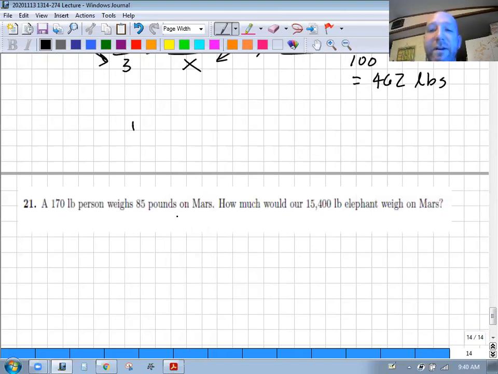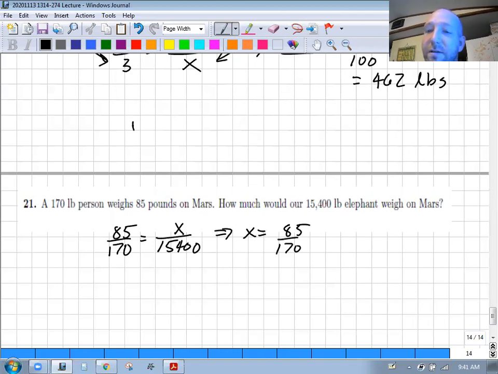A 170-pound person weighs 85 pounds on Mars. How much would our 15,400-pound elephant weigh on Mars? All right, well, weight on Mars, weight on Earth. Weight on Mars, weight on Earth. So x is 170 times 15,400. 7,700 pounds.